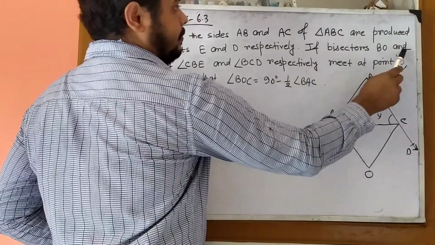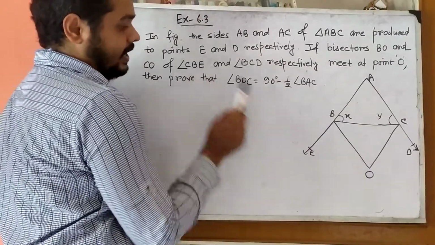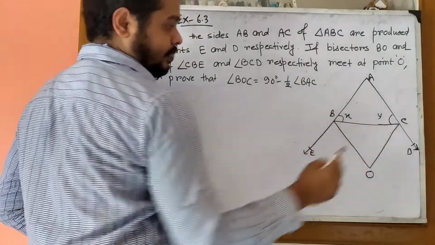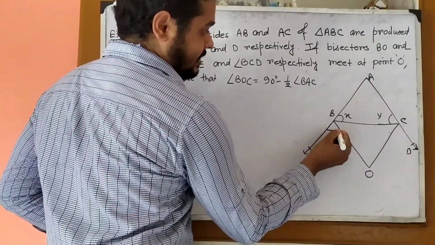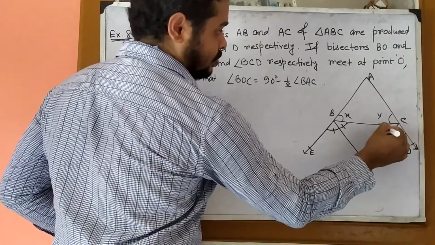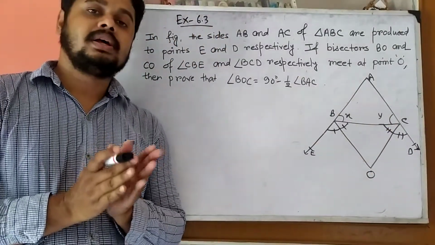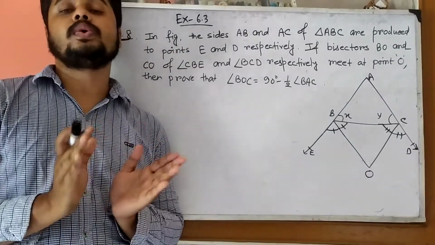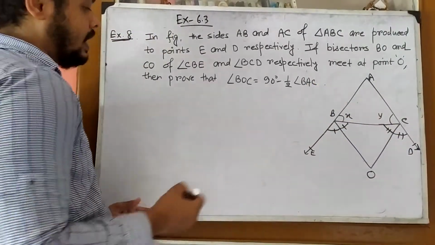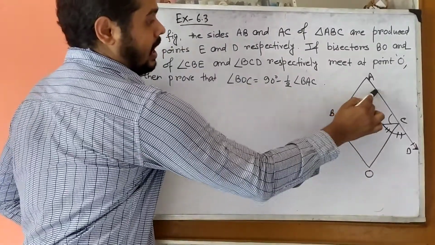Now BO and CO are bisectors of angle CBE and angle BCD. If BO and CO are bisectors, we can say these two angles are equal, and similarly these two angles are equal. We know bisector means it divides an angle into two equal halves. Now we have to prove that angle BOC equals 90 minus half of angle BAC.